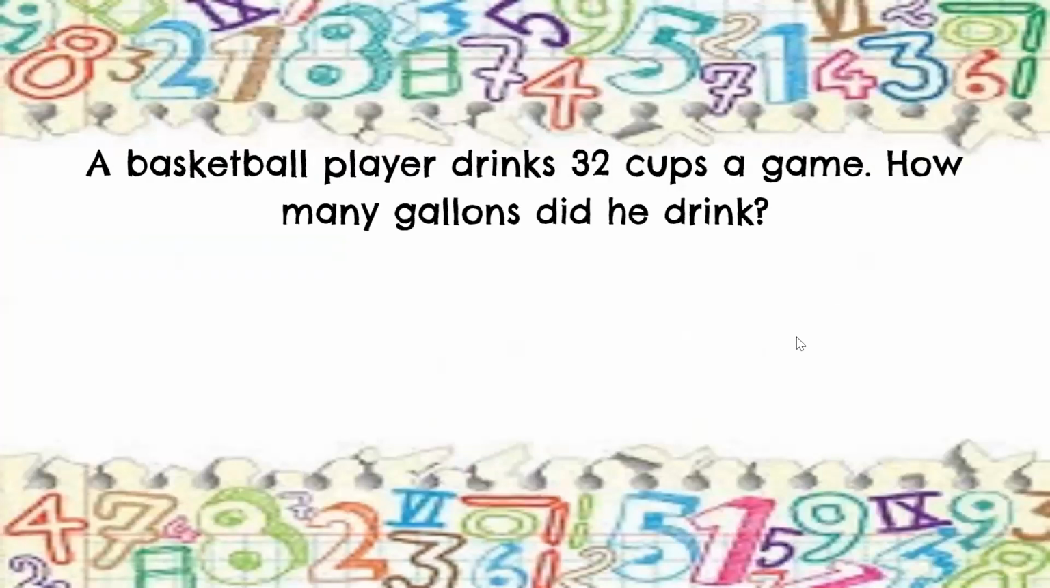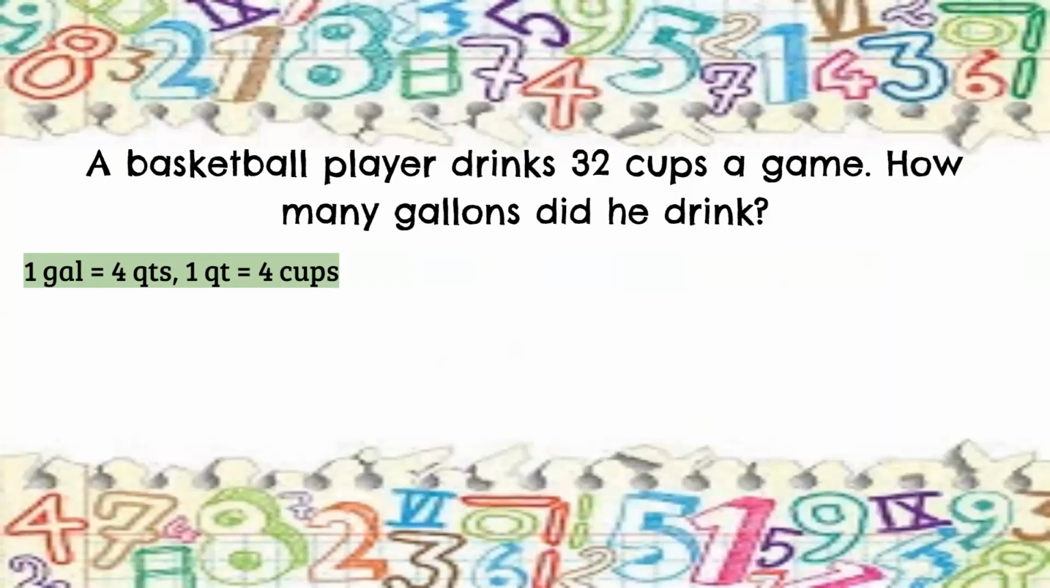Now, one last problem. A basketball player drinks 32 cups of water per game. How many gallons did he drink? Now, can you think of what our conversion factors would be? Just pause this video and take a second and think about it. Now, I hope you got this answer for your conversion factor. 1 gallon equals 4 quarts, and 1 quart equals 4 cups.